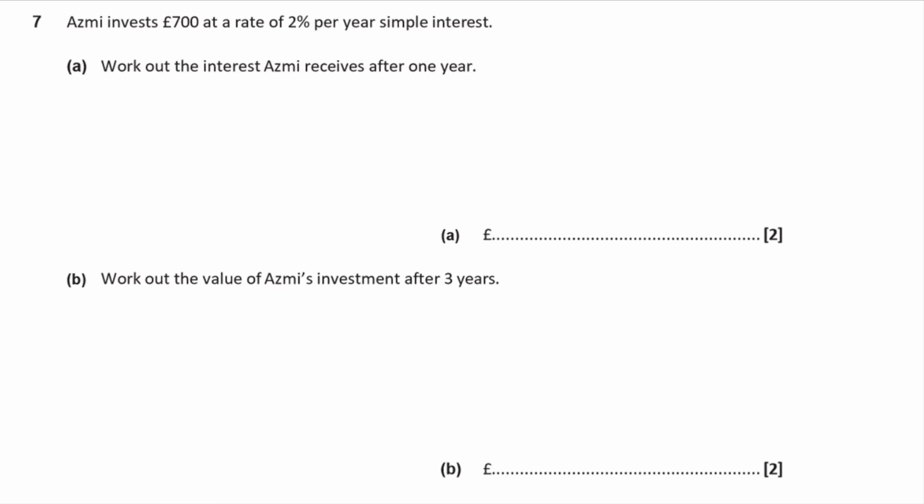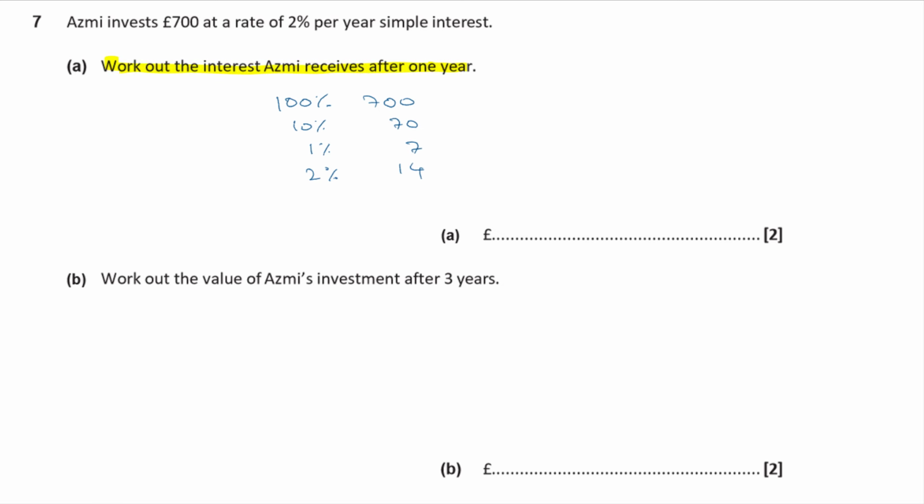Okay. Question 7. ASME invests £700 at a rate of 2% per year simple interest. Work out the interest ASME receives after 1 year. Okay. So now we're going to start with 100%. That's everything. That's the £700. So what's 2%? Well, 10% would be a tenth of that. It would be 70. 1% would be a tenth of that. It would be 7. So then 2% would be 2 lots of 7. It'd be 14, won't it?